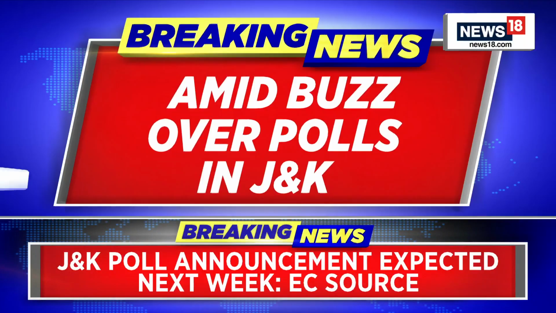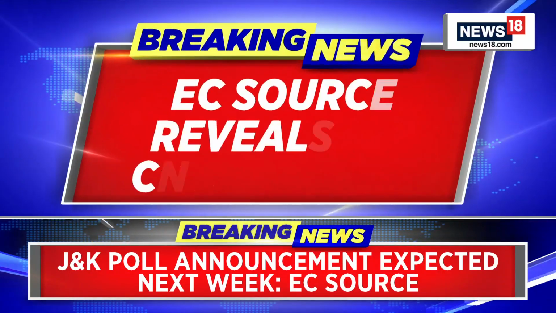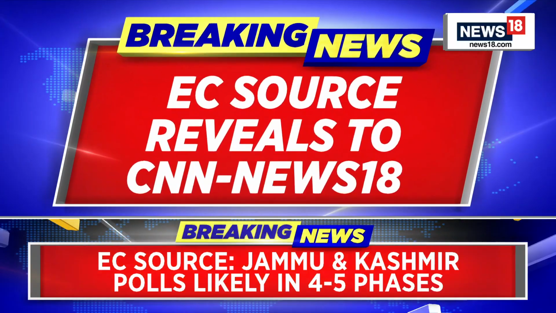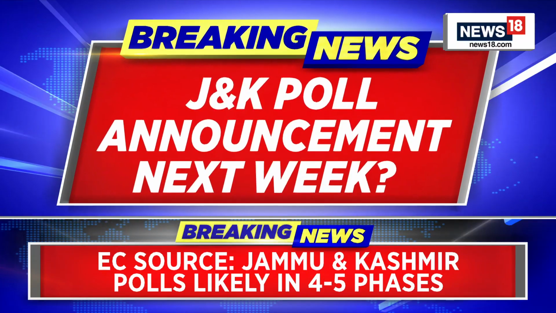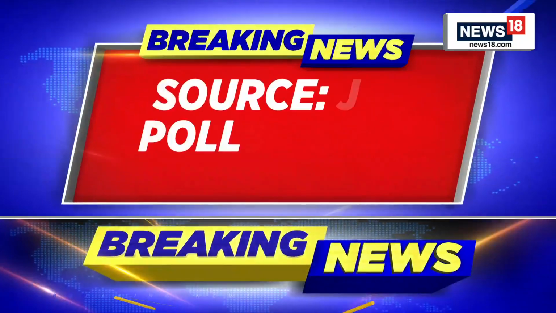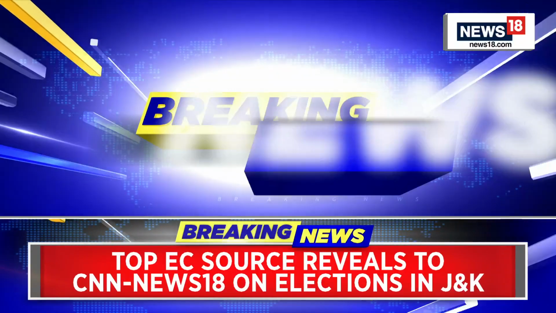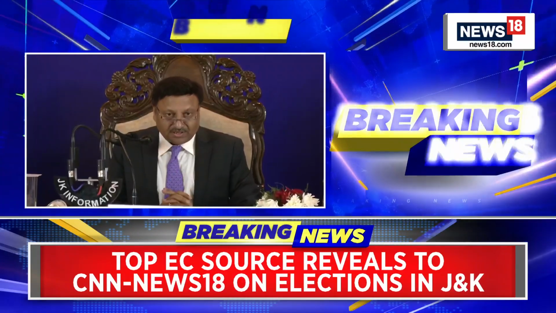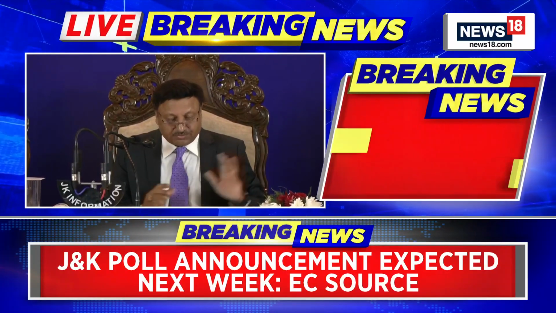All right, and speaking of poll dates, we are getting in breaking inputs. We are learning that Jammu and Kashmir should be conducting elections in a phased manner over the month of September and October. The EC is now expected to announce those dates anytime next week. And once the elections have concluded in Jammu and Kashmir, we are also learning that elections will then be taking place in Haryana and Maharashtra. For more inputs, let's quickly go across to Aman, who's bringing us that breaking story.